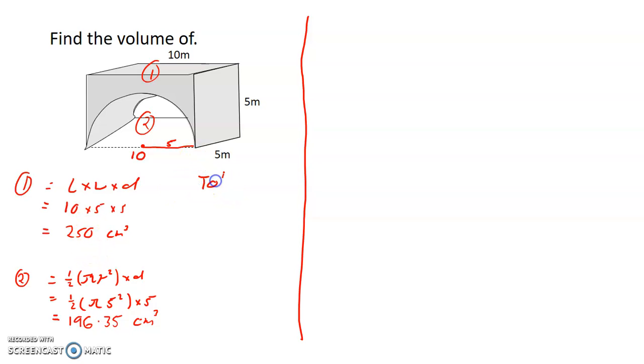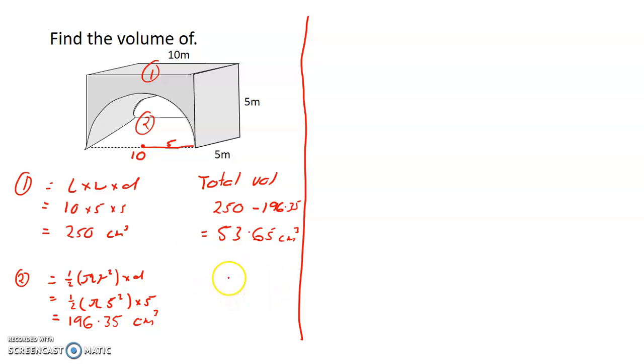So if that number's smaller than that, it means we're probably on the right track. Now, our total volume was the 250 for the outside piece, and this circle piece is missing from it, so you will take away 196.35, and that gives us the answer of 53.65 centimetres cubed. So that's the answer that way.